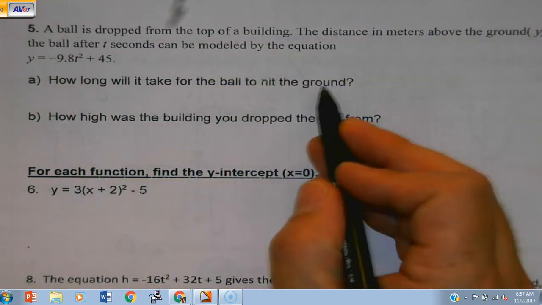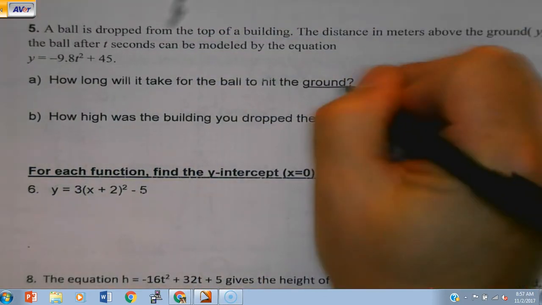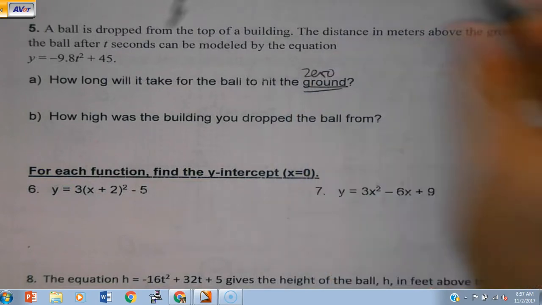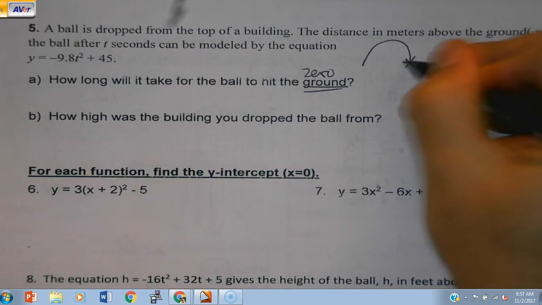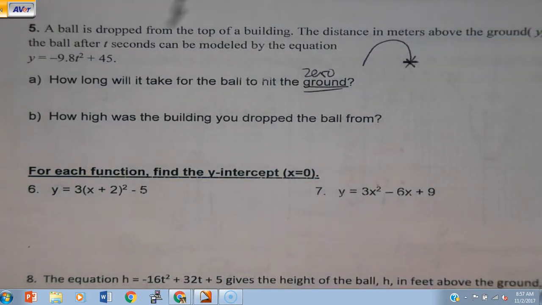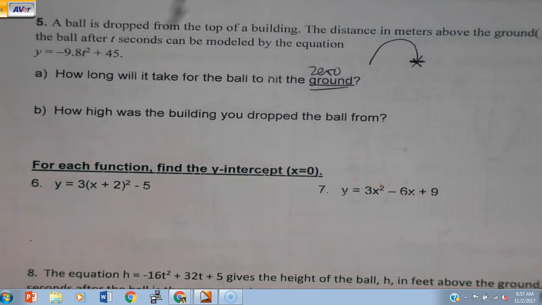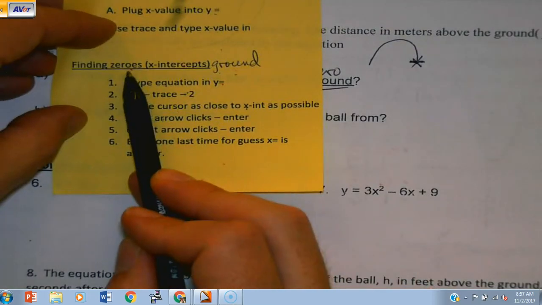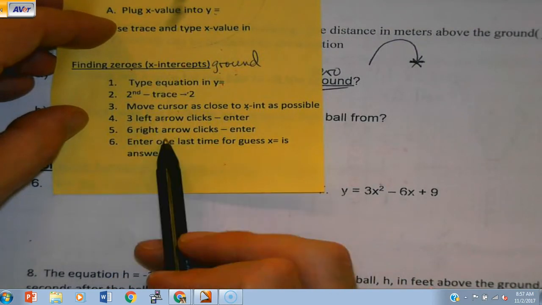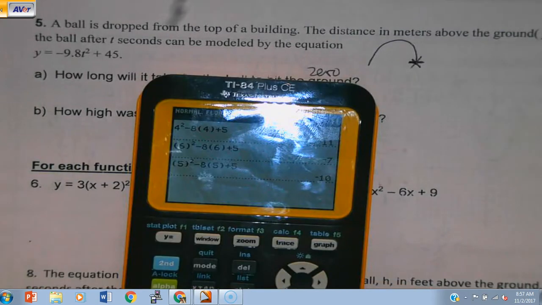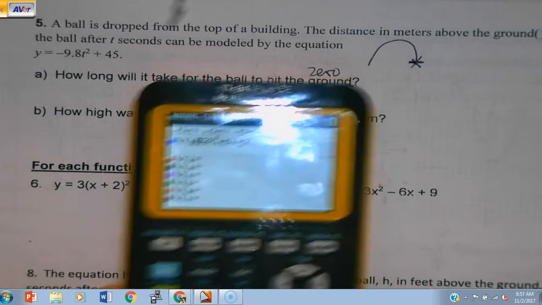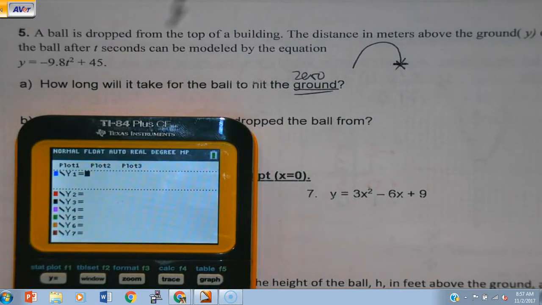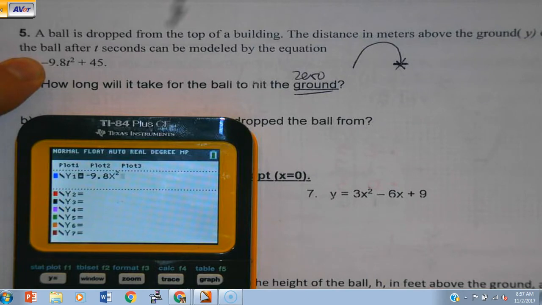Hit the ground. Ground. I'm looking for a 0. Maybe even you draw a picture and you say, hit the ground is over here. So what do I do? I'm finding a 0. I'm interested: how long is it going to take to hit the ground? So, clear this out. Get my y equals up. Clear that guy out. Negative 9.8x squared plus 45.